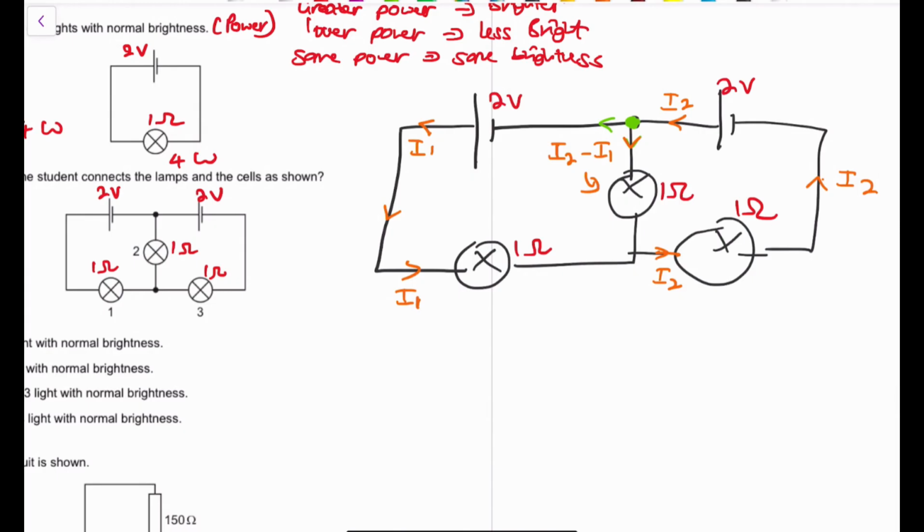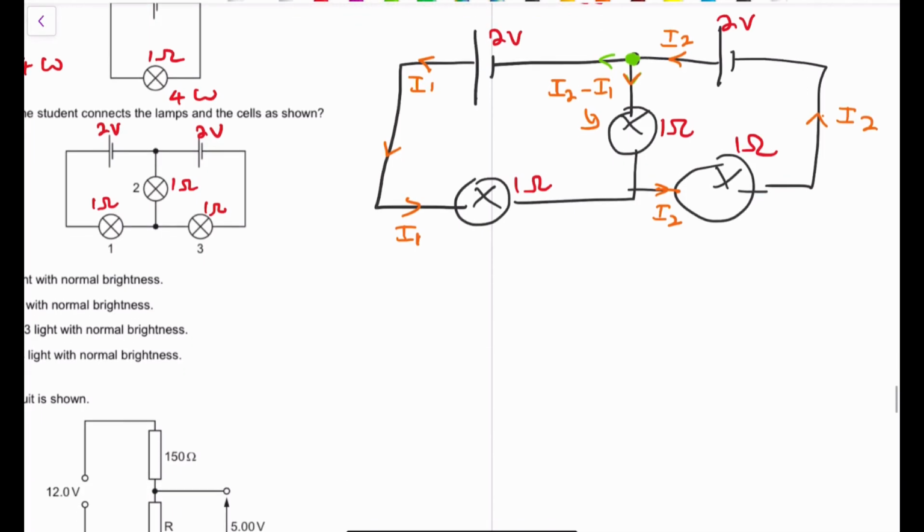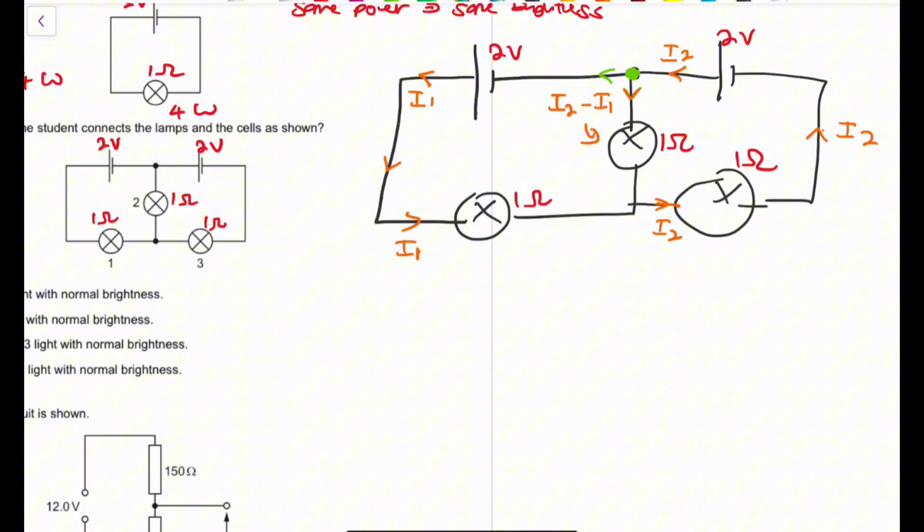And why is this? Because if I2 is providing current entering the junction, and we're already given that one of the branches of the junction is I1, therefore the other one should have I2, which is the total current, minus I1, right? Which is I2 minus I1. Follow through, right? So let's call this the loop consideration.